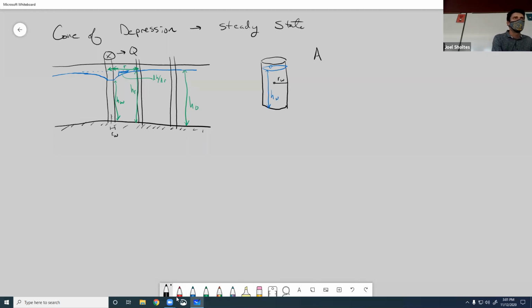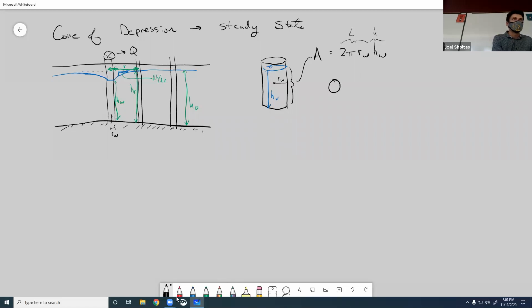And we can define the area that the water is being pumped. The area is really just going to be this cylindrical area, right? The area that the water is being pumped out of that well is 2 pi RW. So that's going to be the circumference times the depth, so just length times height. So that's the cross-sectional area that we're pumping water out of.